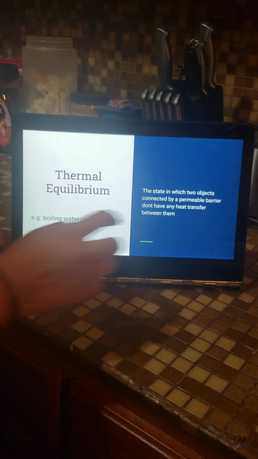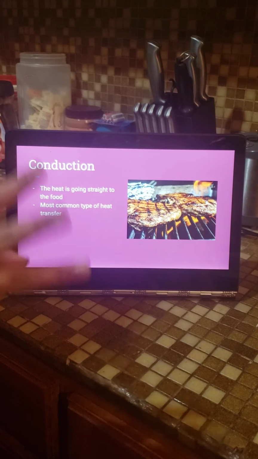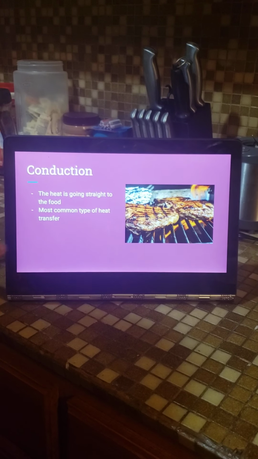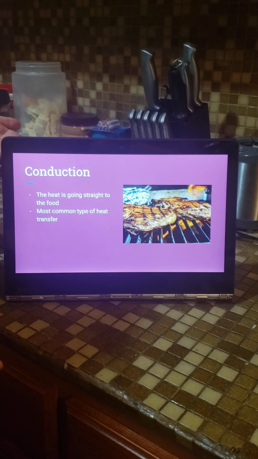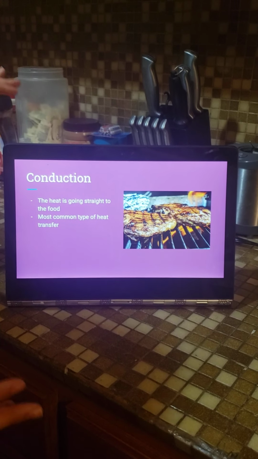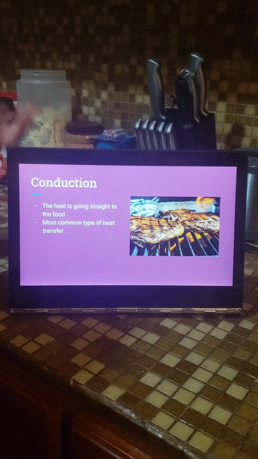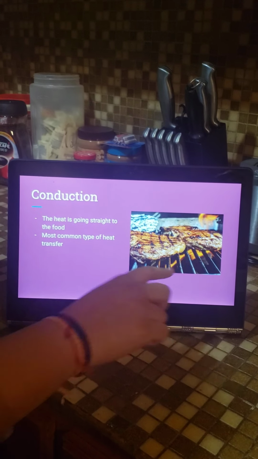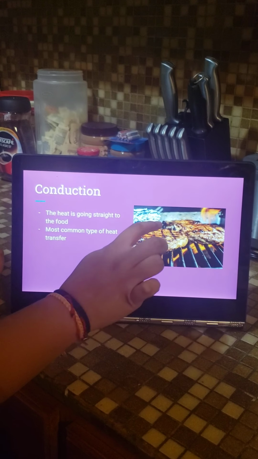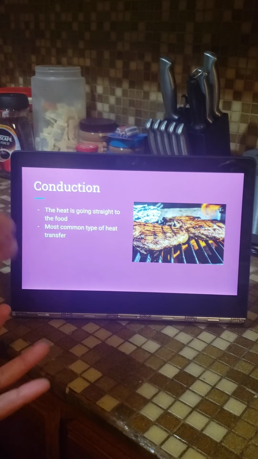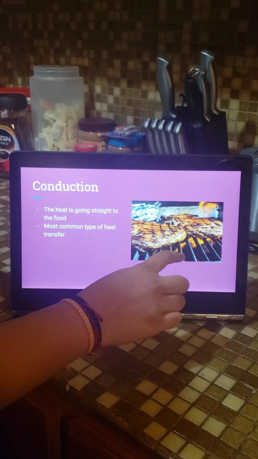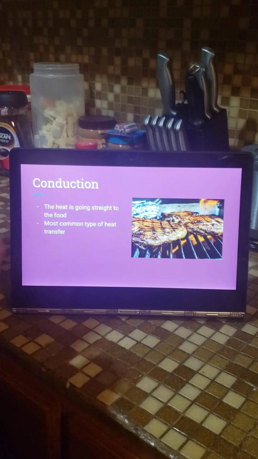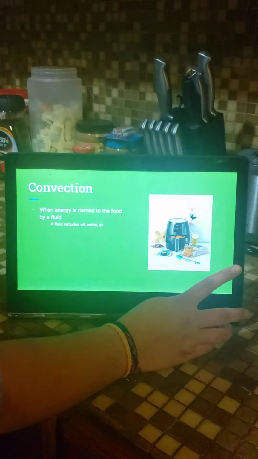So I'm going to talk about three different heat transfers, and the first one, which is the most common type of heat transfer, is called conduction. It's basically just the heat going straight into the food. I've included a picture of a grill, so you can see the grill marks right here, and that shows that the heat is going right onto the bars, which is going right onto the food, so that counts as a direct transfer.